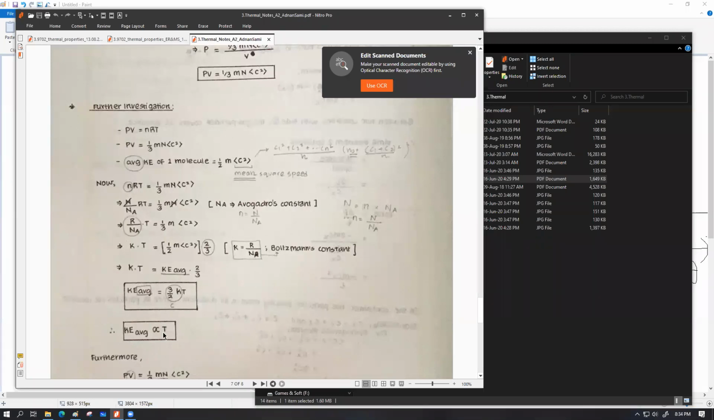Thermodynamic temperature and Kelvin temperature are the same thing. Thermodynamic temperature is the name of the scale, Kelvin temperature is the name of the unit, but they both mean the same thing. It is not directly proportional to degree Celsius scale. It is proportional to Kelvin scale, or you can say it is proportional to thermodynamic temperature, not the degree Celsius scale.